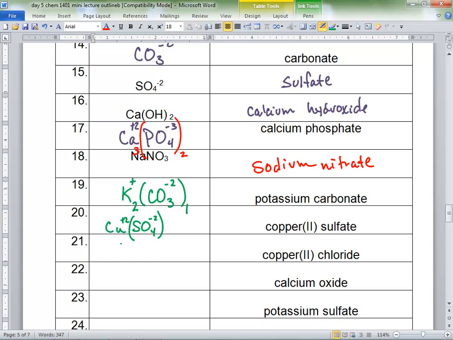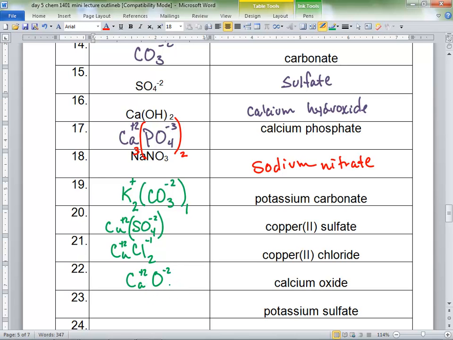Jonathan, did you get 21? Cu Cl2. Good. Right? Because it's copper +2. Chloride with a negative 1. CuCl2. Calcium oxide. Dulce, did you get calcium oxide? Ca with a 2 and O with a negative 2, right? So you ended up with Ca2O2. But now that we know about the simplest ratio thing, it would just be CaO.